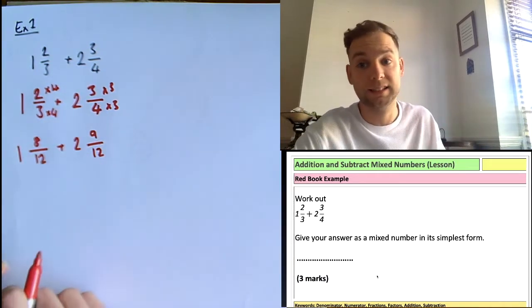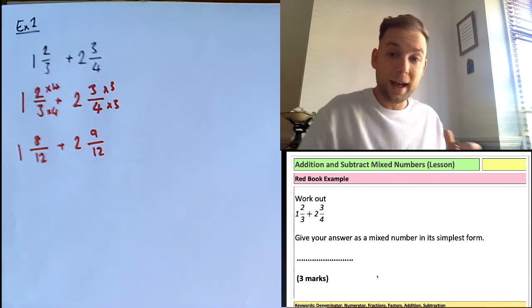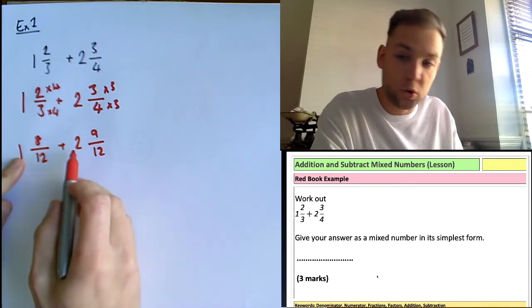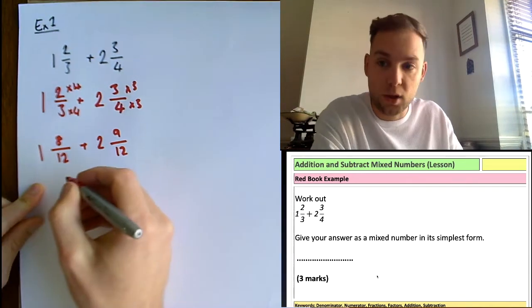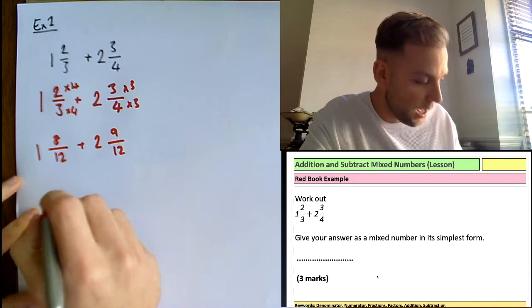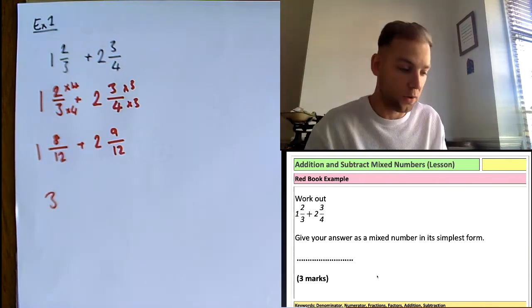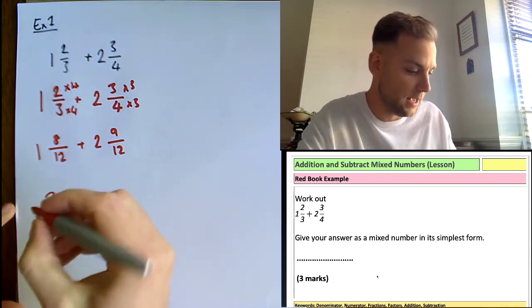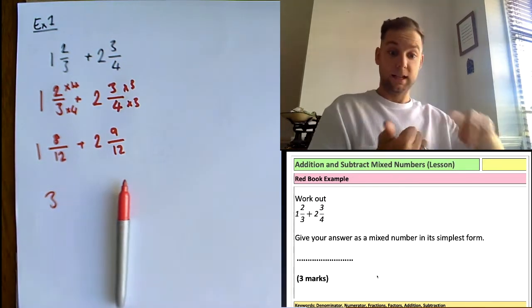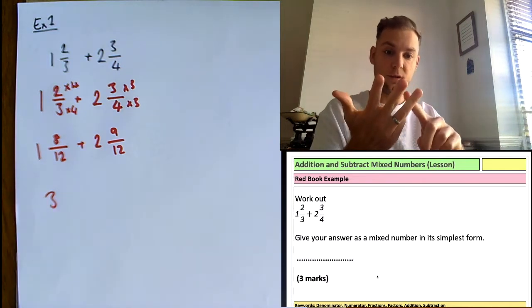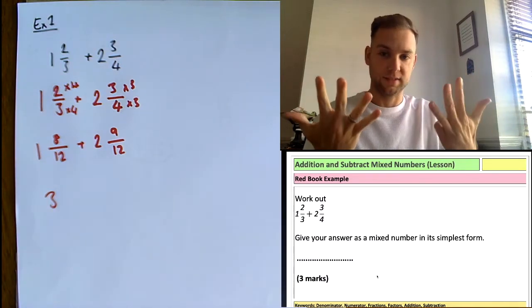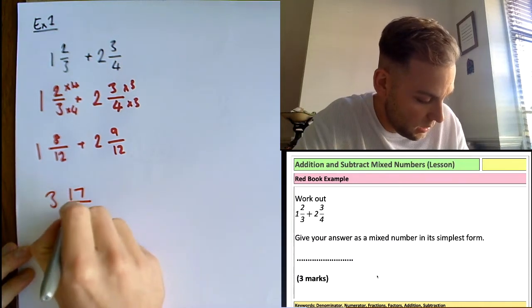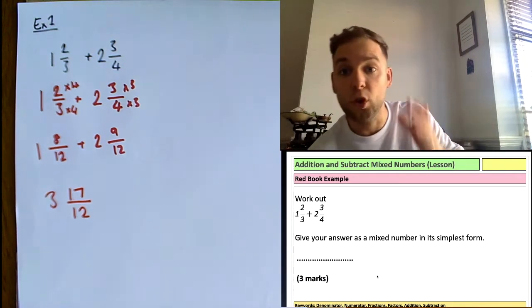Then my denominator's the same now. So the way I do this is you add the wholes together and add the fractions together. So 1 whole plus 2 wholes is 3 wholes. And then 8 over 12 plus 9 over 12: 8, 9, 10, 11, 12, 13, 14, 15, 16, 17. So 17 over 12. Now, you might consider stopping there, but we do have an issue here.